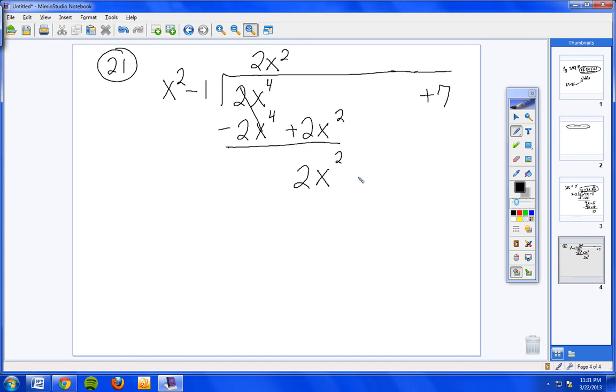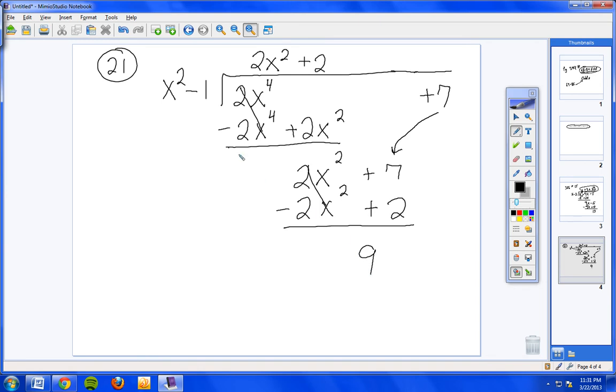So in other words, what would I put right here in this imaginary circle that when I multiplied it times x squared, I would get 2x squared? Well, a positive 2, because 2 times x squared is 2x squared, and 2 times negative 1 is negative 2. So I am going to bring down my 7 because it matches. And now I've taught you to change your signs and add. Make that negative, make that positive, those cancel, and you're left over with 9. X squared cannot go into 9, so I put plus, and then I put my remainder over my divisor, which is x squared minus 1. And this whole thing is your answer.